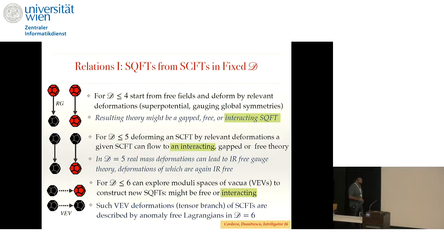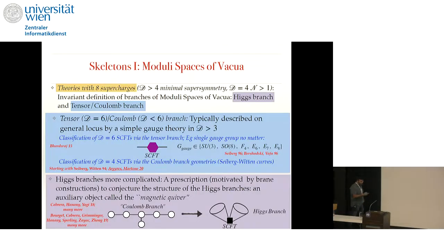And this is, for example, very interesting in 5 dimensions, where we can relate strongly coupled 5-dimensional CFTs in this way to weakly coupled gauge theories in the infrared. Another thing that we can do in any number of dimensions, we can explore the moduli spaces of vacua. Okay, we can turn on vacuum expectation values and ask how the theory looks like on a generic point of the moduli space.